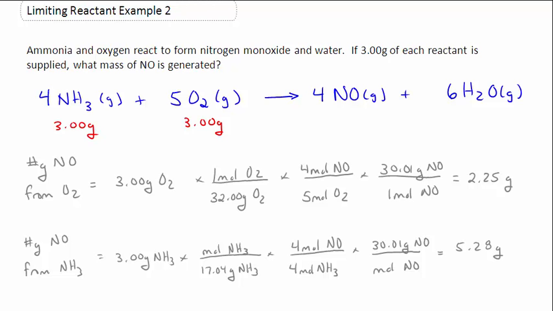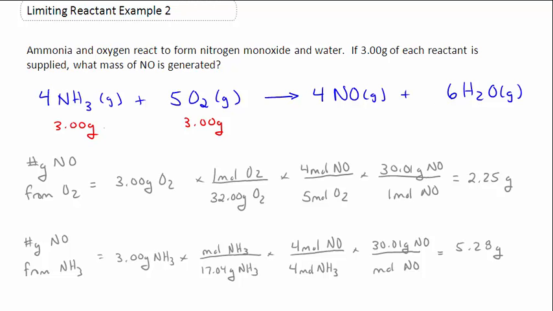As a second limiting reactant problem or example, let's look at ammonia and oxygen. When they react, it turns out they form nitrogen monoxide and water. We can easily put that reaction together and balance it, which you see here: 4 ammonias, 5 oxygens, 4 NOs, which is the nitrogen monoxide, and then 6 waters are formed.